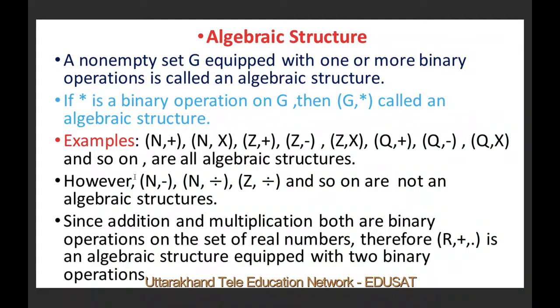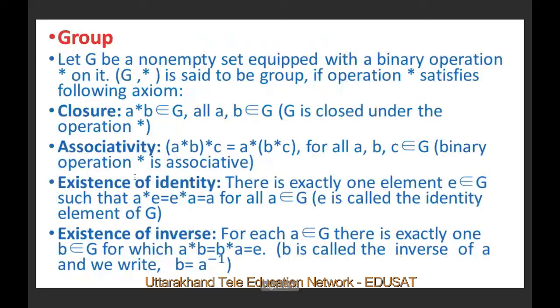Since addition and multiplication both are binary operations on the set of real numbers, therefore (R, +, ·) is an algebraic structure equipped with two binary operations of addition and multiplication. So the set of real numbers has two binary operations.